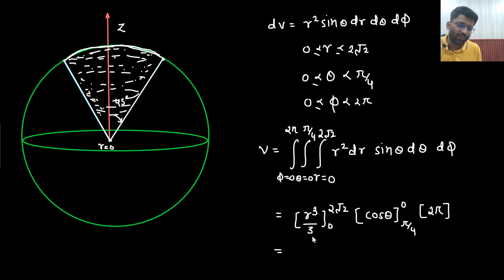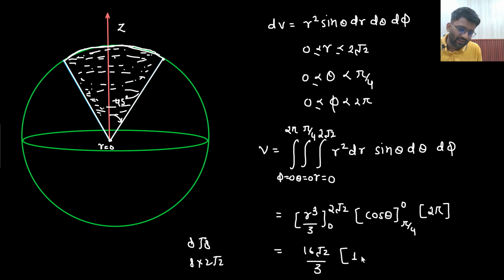So what will I be getting? Under root 8 cube. 2 under root 2 is under root 8 only, no? So under root 8 cube I am getting. This will be 8 into under root 8. Under root 8 could be written as 2 root 2, so this will be 16 into under root 2, divided by 3.